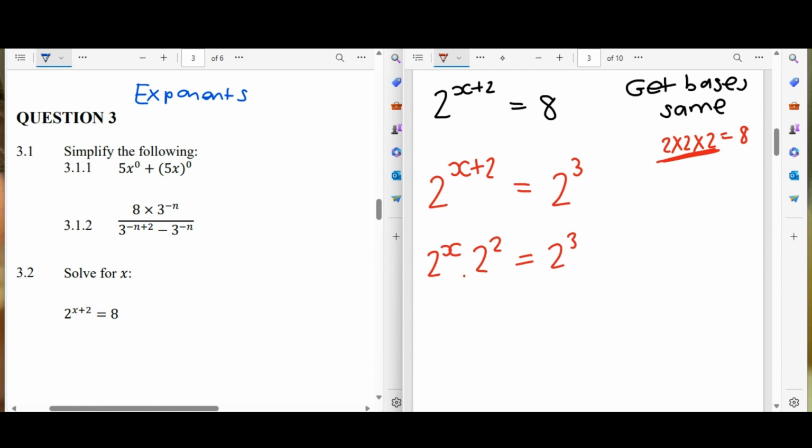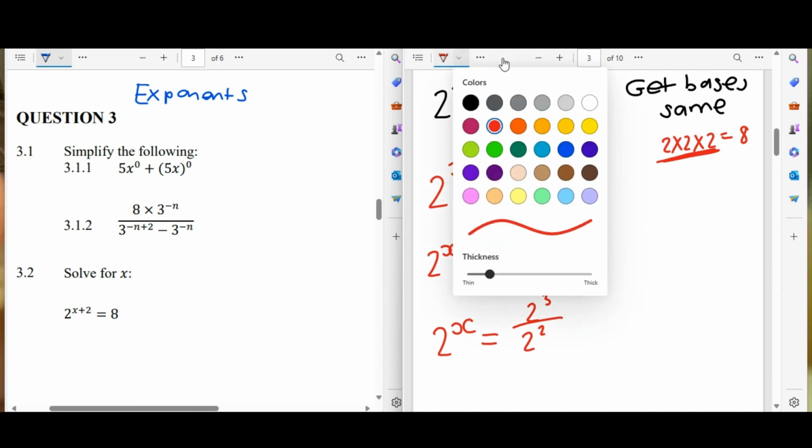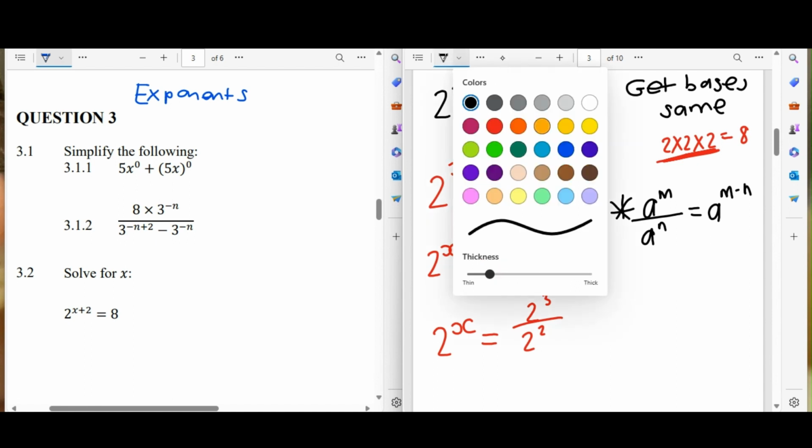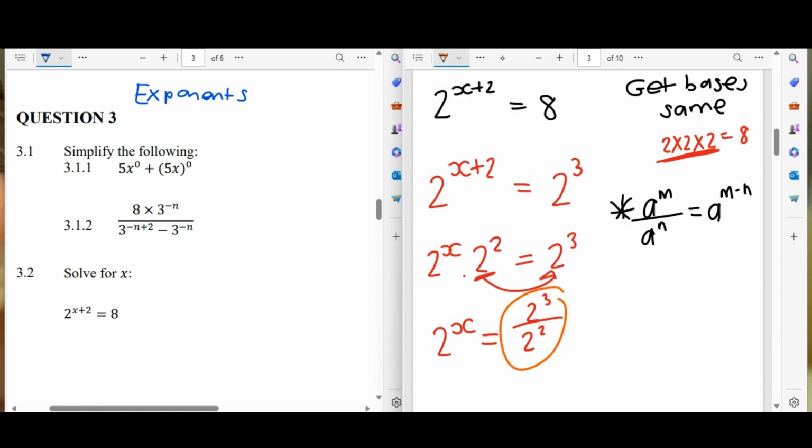Now I want x by itself, so I'm going to take this across. I was timesing by 2 squared, so I'm going to take it across and divide. So 2 to the x is 2 to the 3 divided by 2 to the 2. Our exponent law is: if I have a to the m over a to the n, I can subtract the exponents, top minus bottom. So this is the same as 2 to the 3 minus 2.